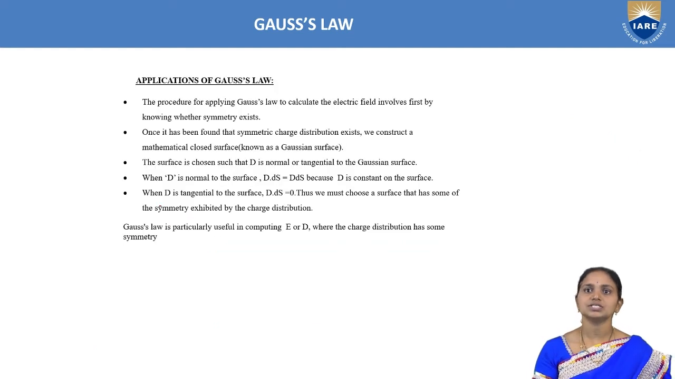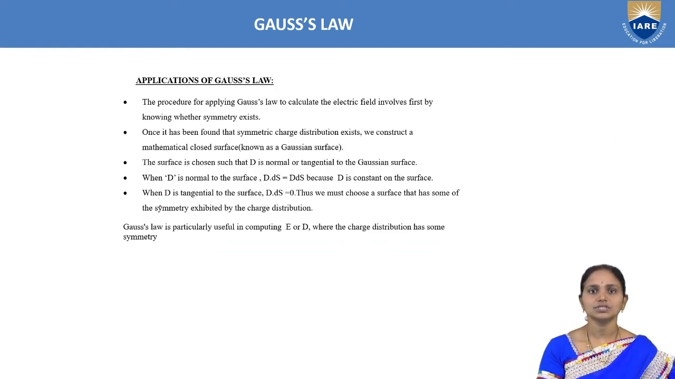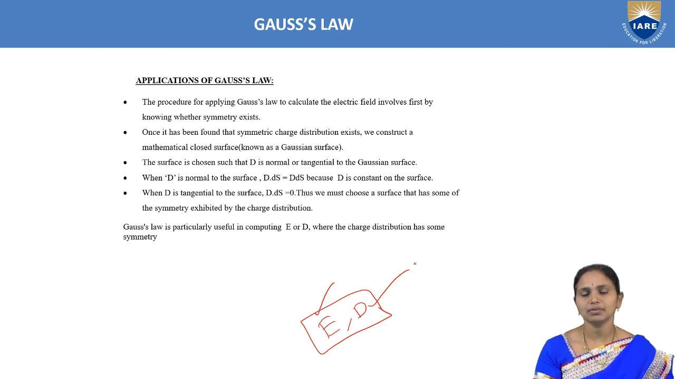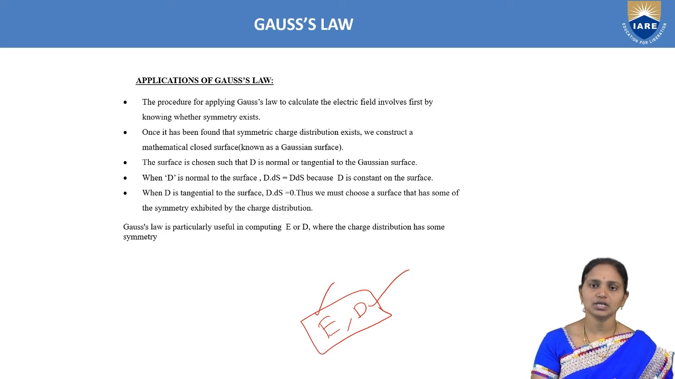If we go through the applications of Gauss law, it will give us both E and D parameters. E and D: the first is electric field strength or electric field intensity, and the second one is electric flux density. These two are the important parameters for electric fields, and they can be calculated with the help of Gauss law. So the first application of Gauss law is to calculate both the important characteristic parameters, electric field intensity and electric flux density.